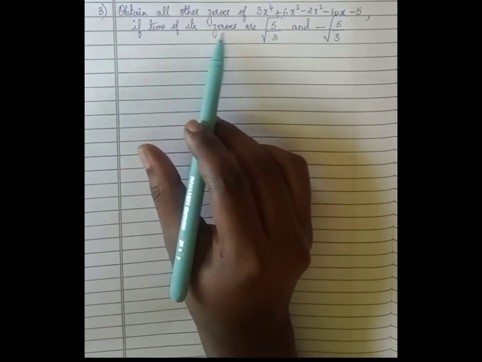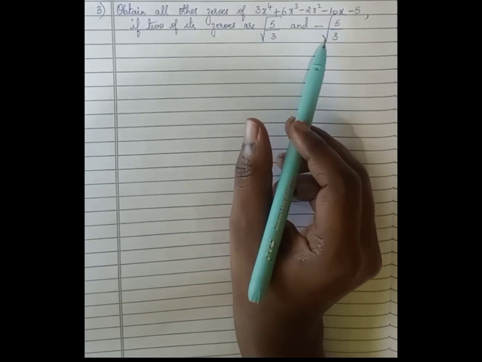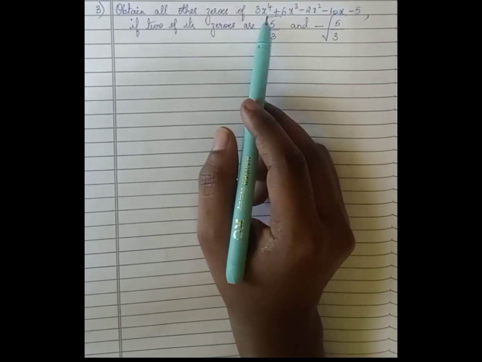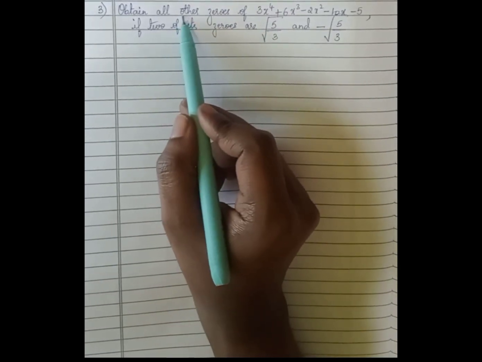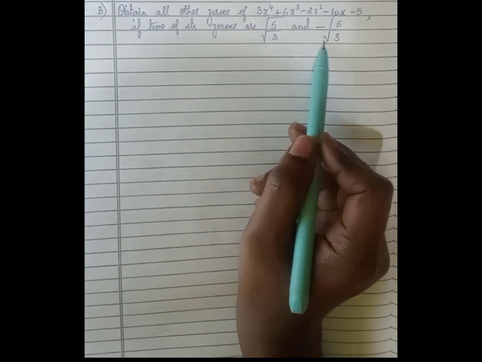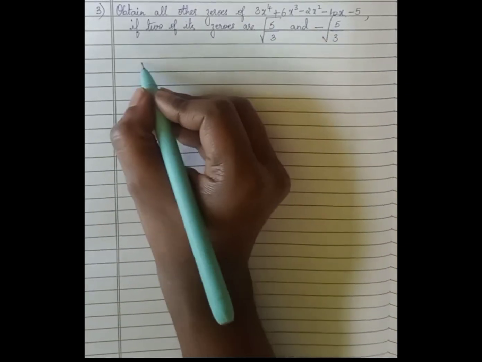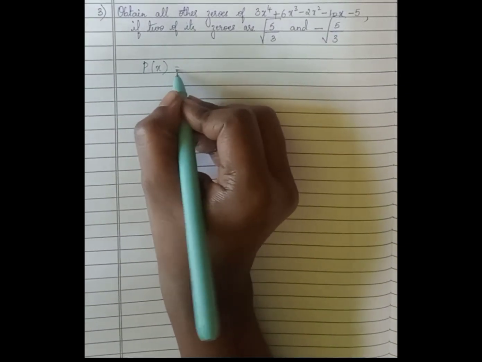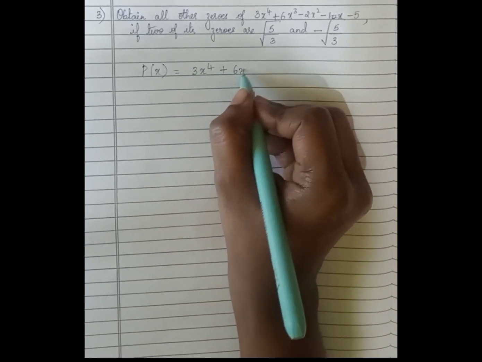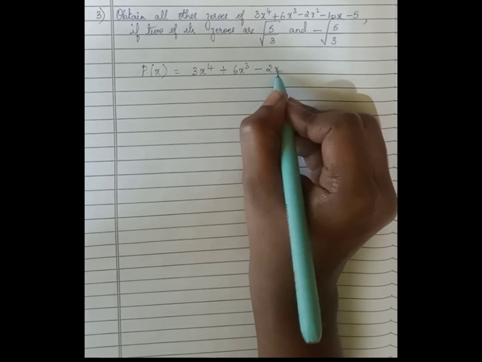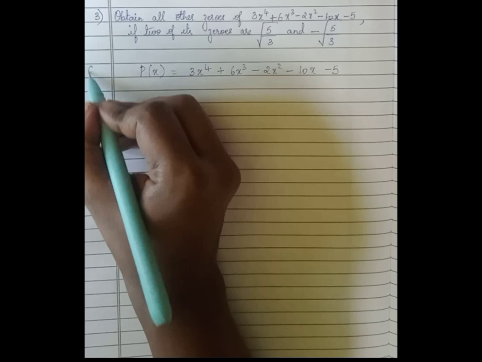If two of its zeros are root 5 by 3 and minus root 5 by 3. So for this particular polynomial, they have given two zeros, means two answers. They are also asking us to find out other zeros. So other than these two, there are another two answers that we are supposed to find out. Now our p of x, means our polynomial, is 3x to the power of 4 plus 6x cube minus 2x square minus 10x minus 5.